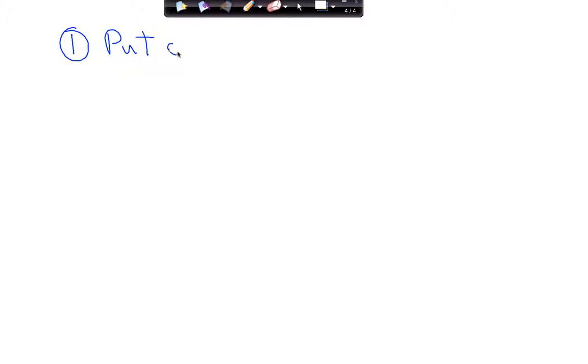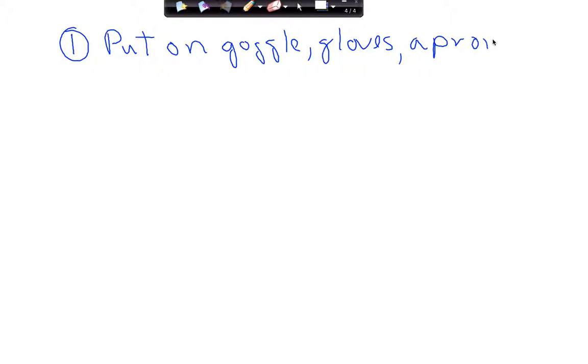Put on goggles, gloves, and an apron. If you don't write that down, you won't get credit for this on the AP test. This is the AP author's efforts at stressing lab safety. I'm serious. You actually have to write down, put on goggles, gloves, and an apron.